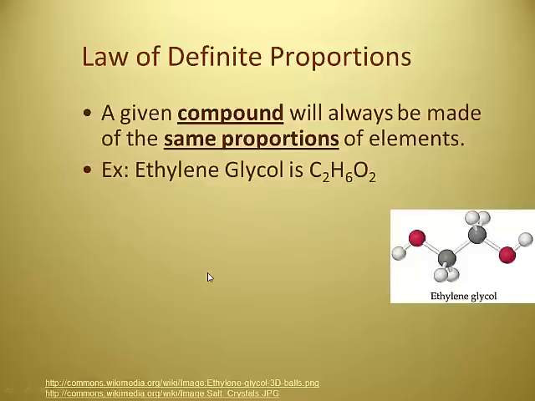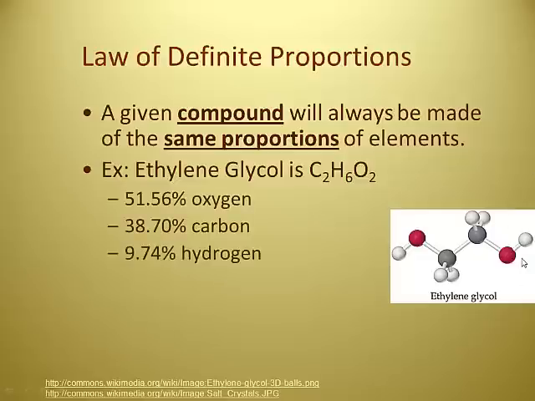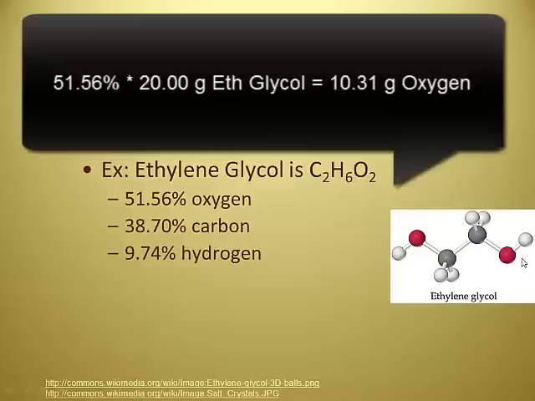Ethylene glycol is C2H6O2, always. Any sample of ethylene glycol will be 2 carbons, 6 hydrogens, and 2 oxygens. And the way that we originally knew this was that it was always 51.56% oxygen, 38.70% carbon, and 9.74% hydrogen, because we didn't know anything about atoms at the time. So if I have 20 grams of the ethylene glycol, I could multiply 20 grams by that 51.56% and figure out what mass of oxygen it is. Seems reasonable. So 0.5156 times 20. Yep.